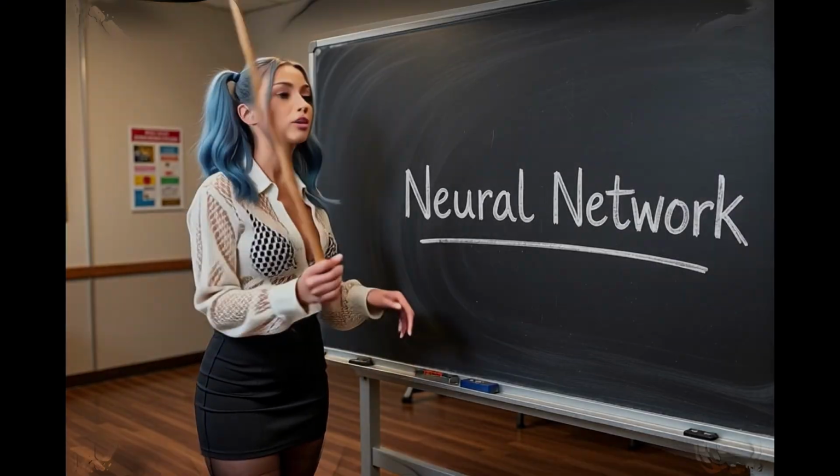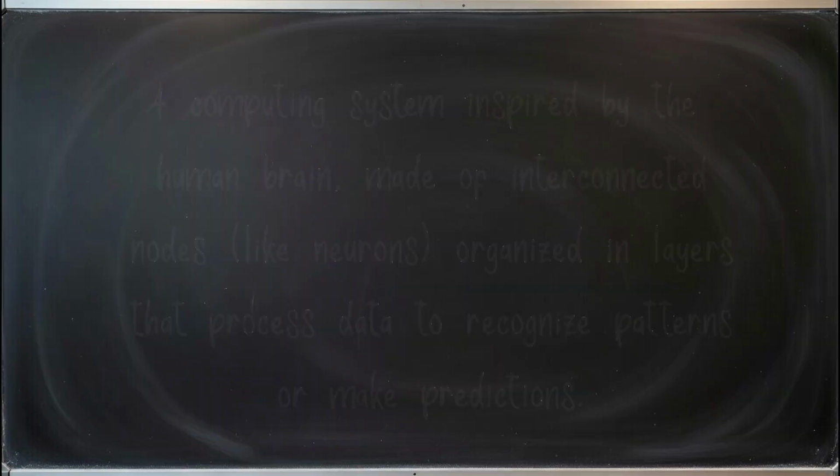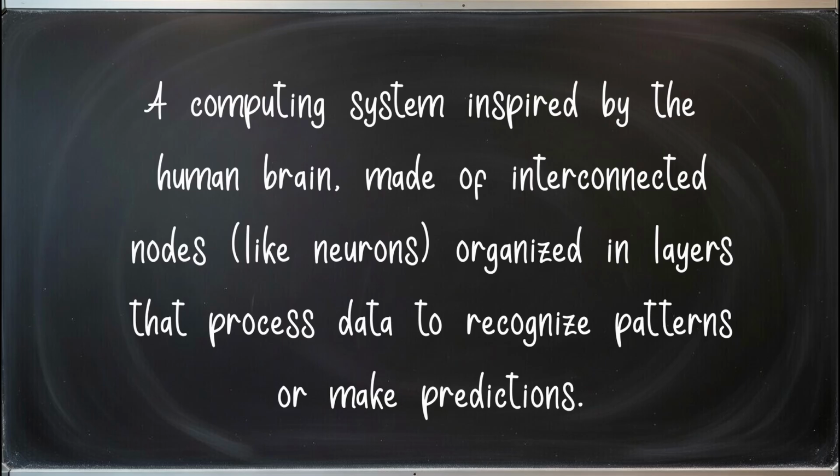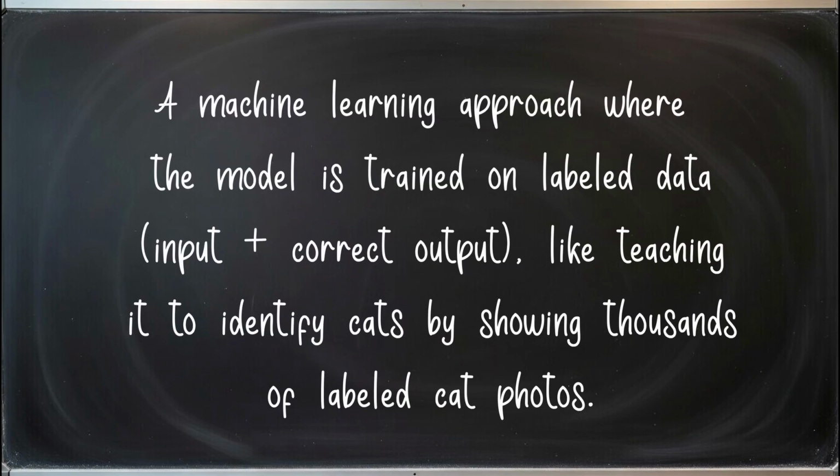Neural network. A computing system inspired by the human brain, made of interconnected nodes like neurons, organized in layers that process data to recognize patterns or make predictions. Supervised learning. A machine learning approach where the model is trained on labeled data, input plus correct output, like teaching it to identify cats by showing thousands of labeled cat photos.